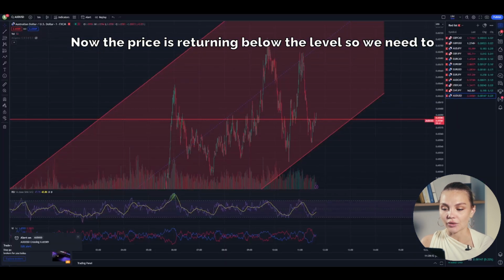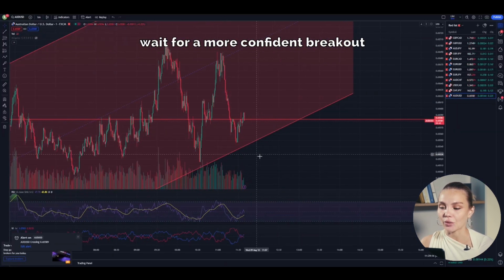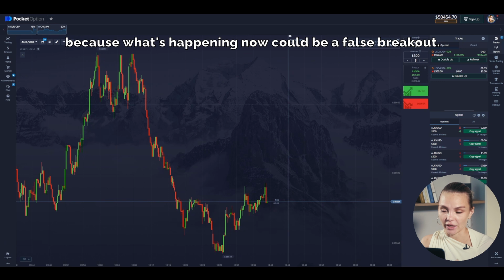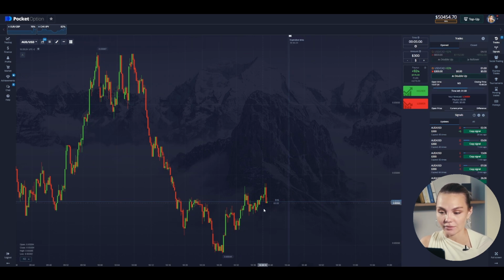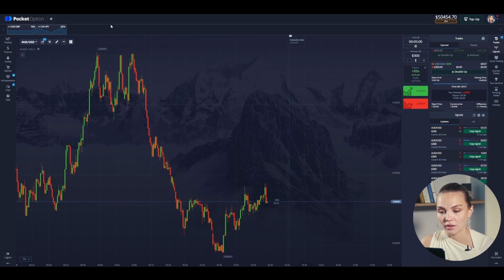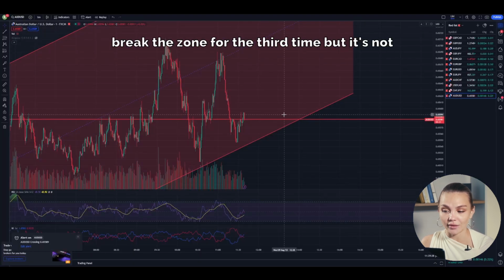Now the price is returning below the level, so we need to wait for a more confident breakout because what's happening now could be a false breakout. We don't want that. It's better to enter the right direction from a good level. As you can see, the price is trying to break this zone for the 3rd time, but it's not having any luck.